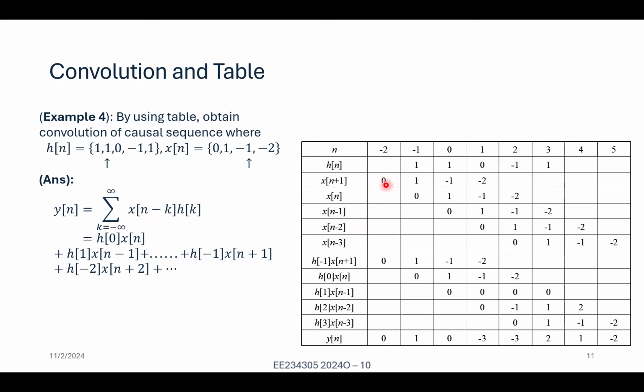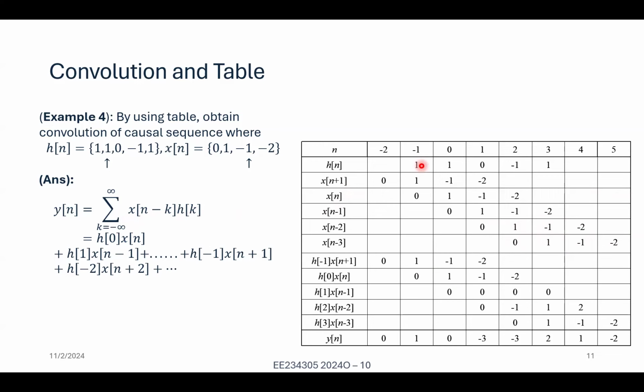Which means that we shift this to the left, and also we could find xn minus 1. We shift this to the right, 0, 1, minus 1, minus 2. And xn minus 2, we shift this 2 steps to the right, 0, 1, minus 1, minus 2. And xn minus 3, we shift this 3 steps to the right, so 0, 1, minus 1 and minus 2. And we get hk, right?